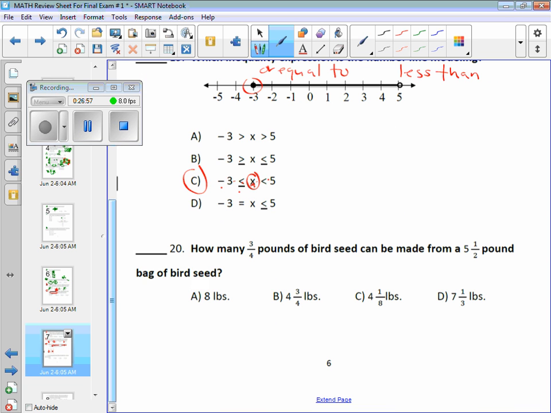Now I'm curious about 20, because this one, I kid you not, 4 kids got this right last year. So let's see if we did better. Raise your hand if you got number 20 right.